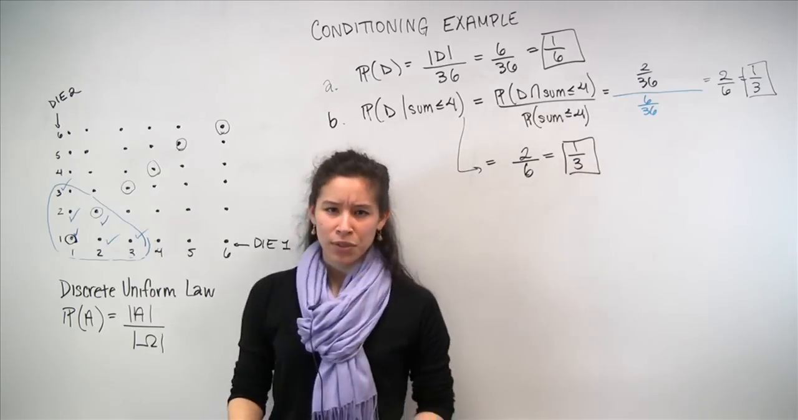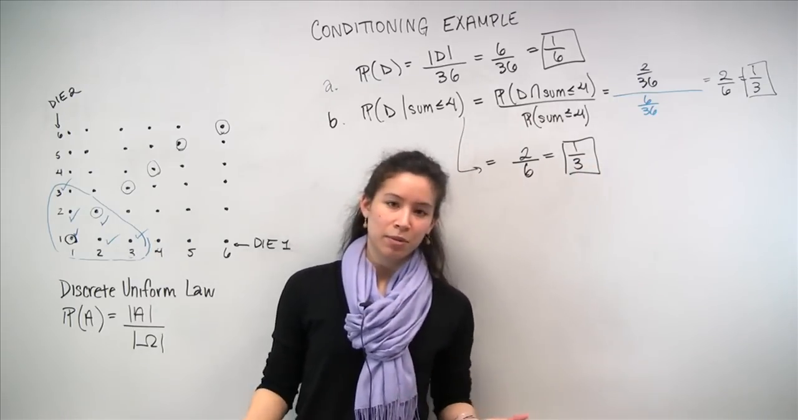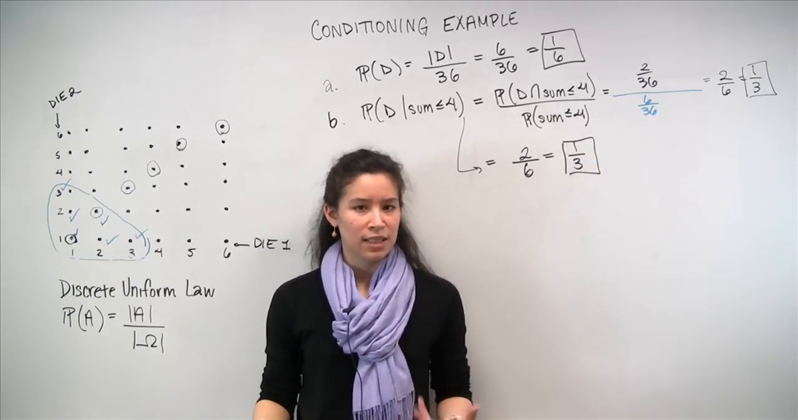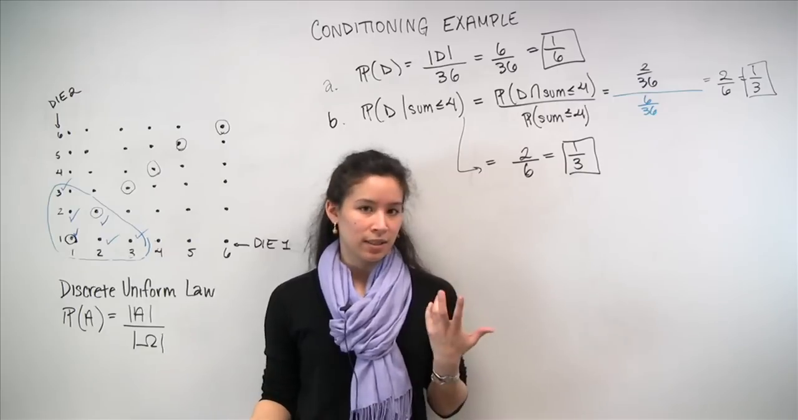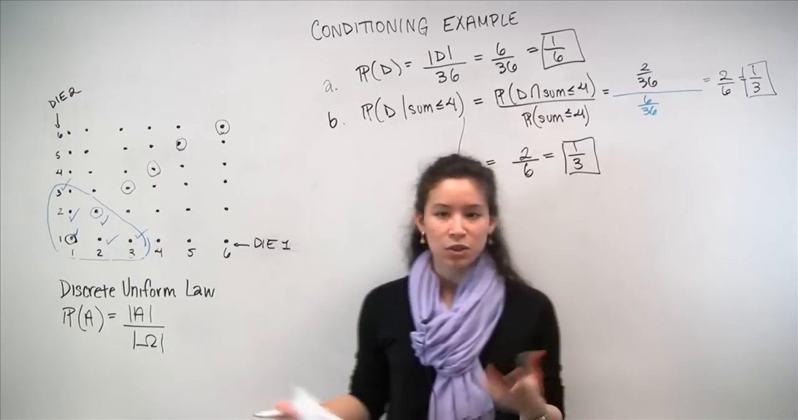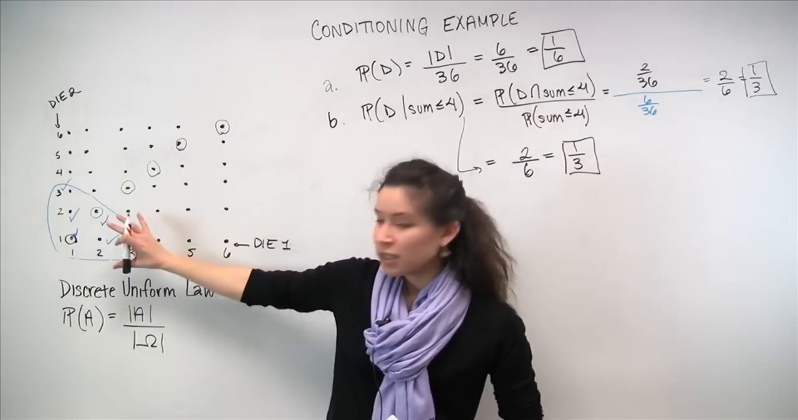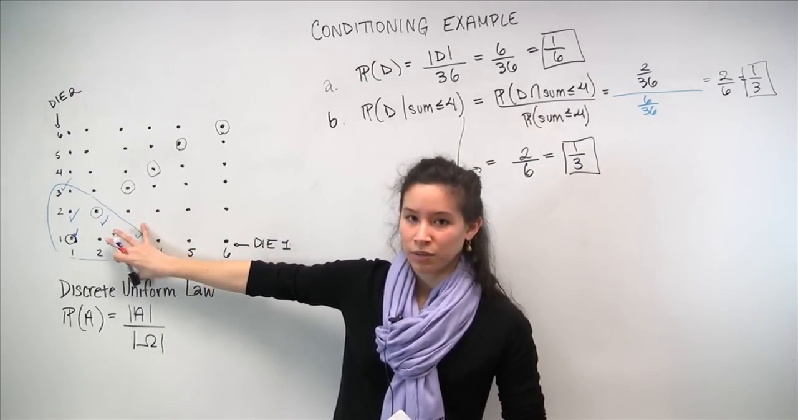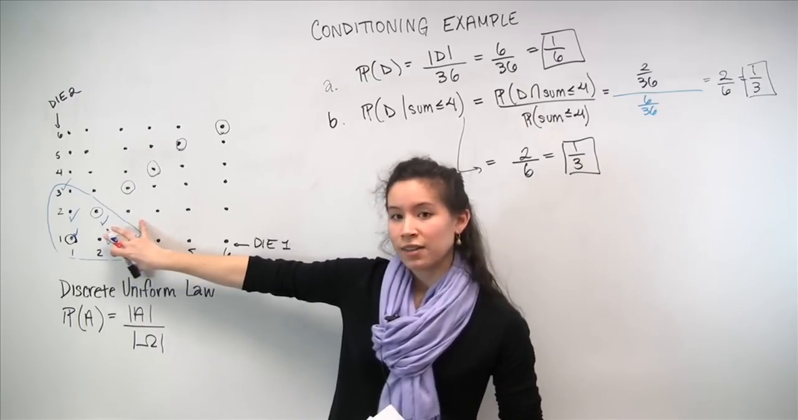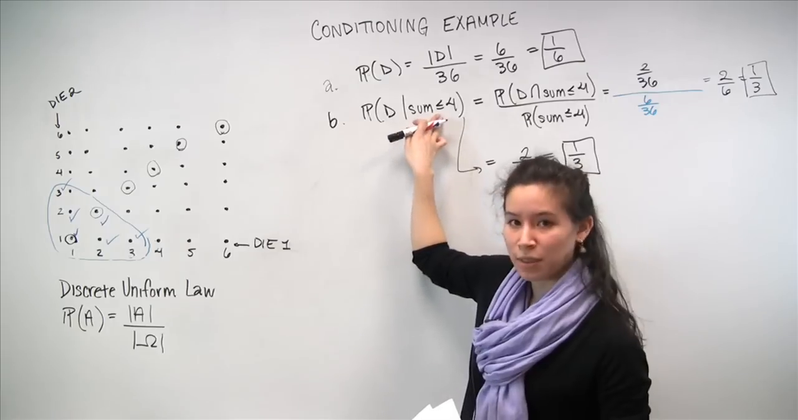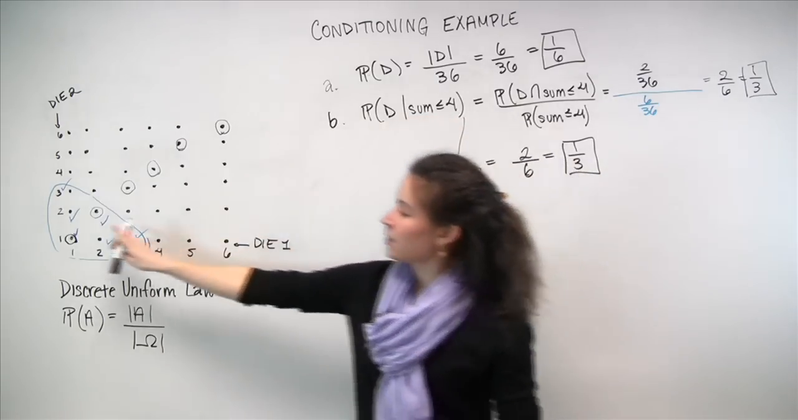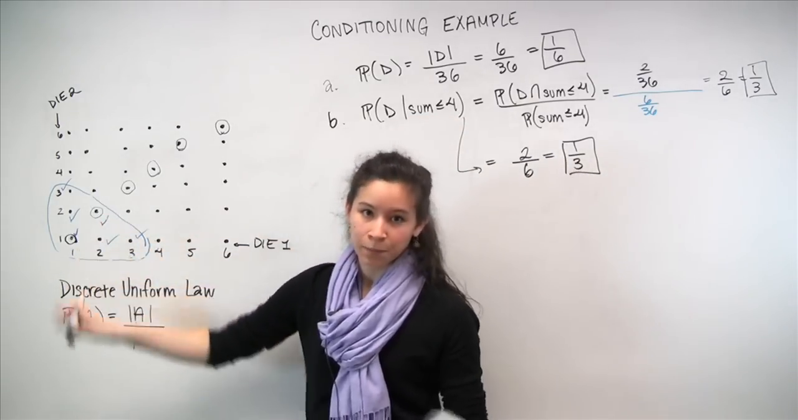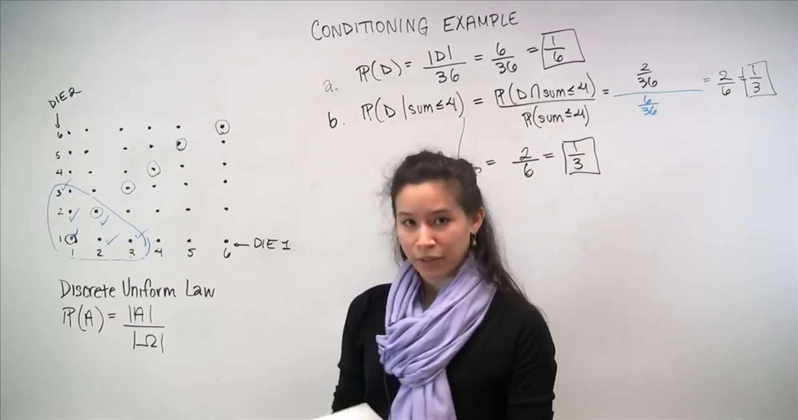And so again, we used 2 different strategies. I happen to prefer the second one because it's slightly faster, and it makes you think about what conditioning really means. Conditioning means you're now restricting your attention to a conditional universe, and given that you're in this conditional universe where the sum was less than or equal to 4, what is then the probability that doubles also happened? Okay. Hopefully you guys are following.